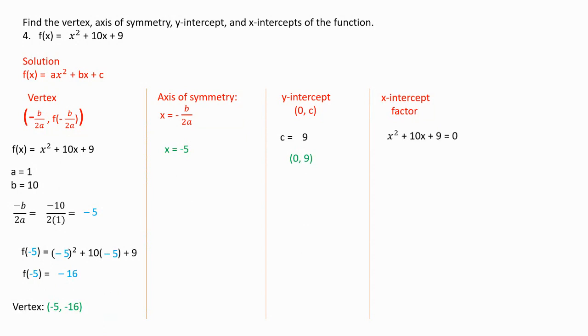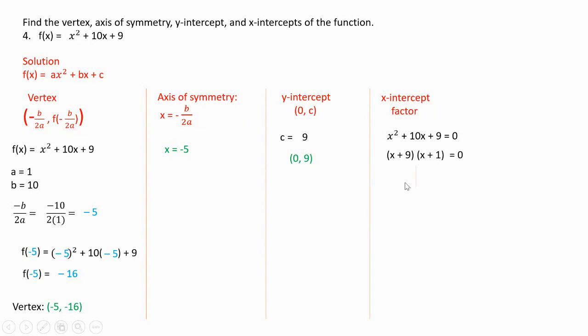Now for the x-intercepts, you let y equal 0 and you factor. Here, guys, I also did a workshop on factoring. Maybe you can go back if you don't understand how to factor, or else join my Sunday sessions and I can show you how to factor. But the factors for x squared plus 10x plus 9 will give us x plus 9 and x plus 1.